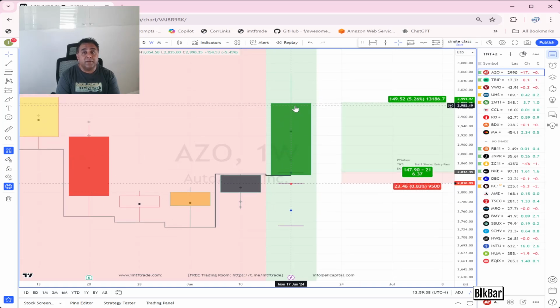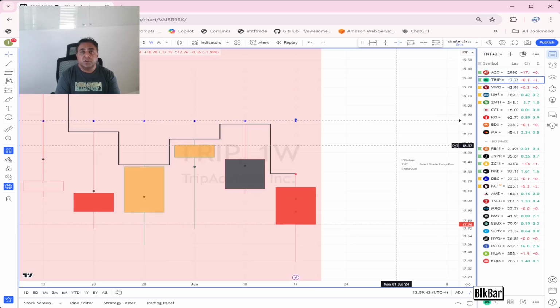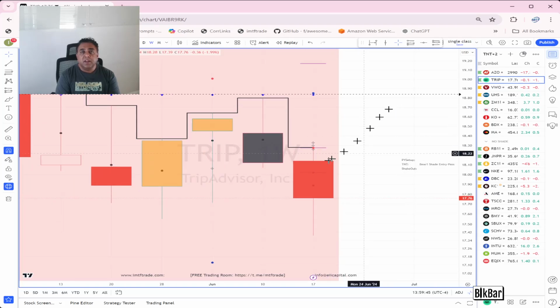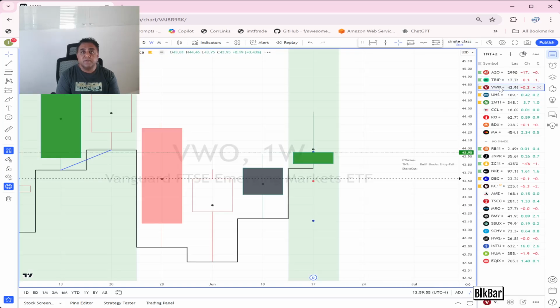We were profitable 5 to 1 or more. And so that was a profitable trade. Here is TRIP. This was a trade that opened here, went up, then went down, hit our entry and closed out positive at the end of the week.